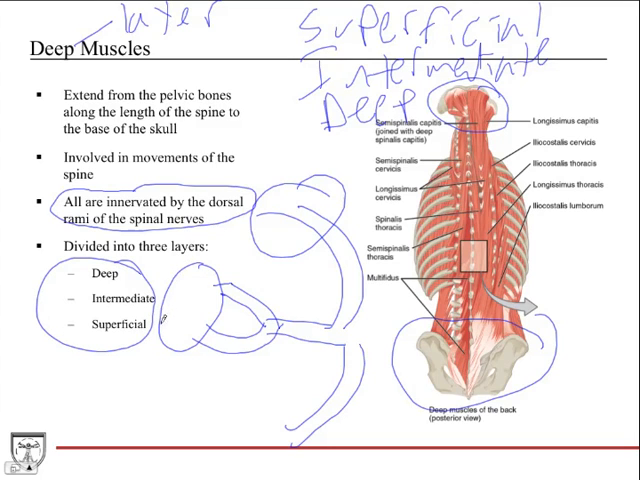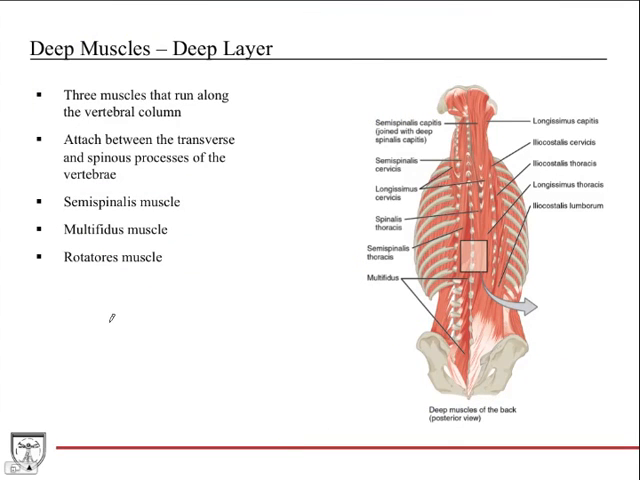Now, this deep layer of back muscles is divided into the deep, intermediate, and superficial layers. Okay. So there's three layers of muscles in the entire back, and then within this deep layer of muscles, there's three layers within that. So this is the deep layer of the deep muscles, the intermediate layer of the deep muscles, and then the superficial layer of the deep muscles. Just didn't want you to have any confusion. So we'll first start with the deep layer of the deep muscles.